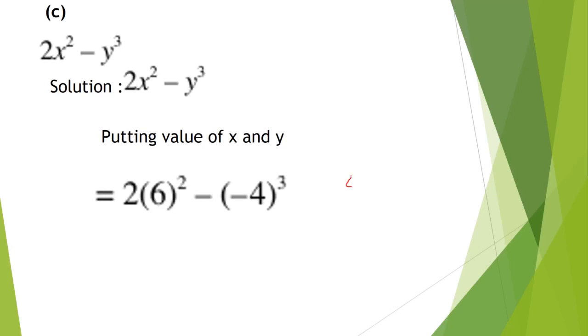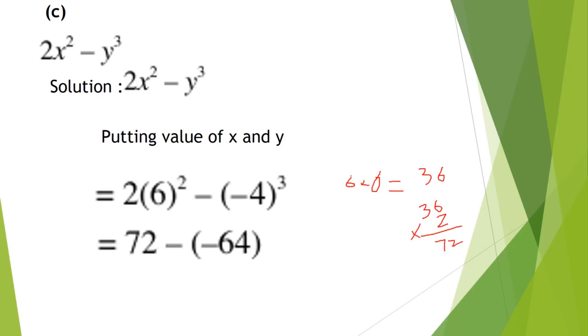As we know that 6 square means 6 multiplied 2 times with itself, the answer will be 36. And then 36 multiplied by 2, the answer will be 72. Just like this, 72.